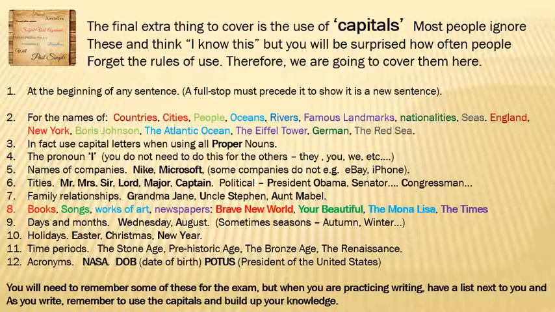Days and months: Wednesday, August. Sometimes we use seasons, but not everyone uses them. There is a rule, but it's not that important, and it varies between countries.